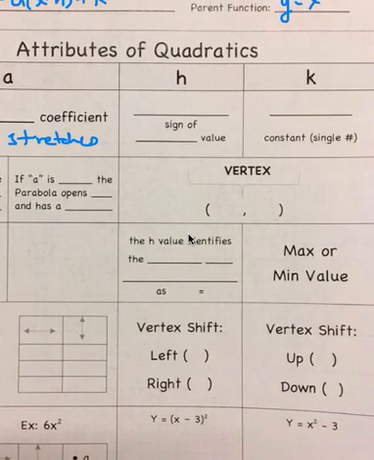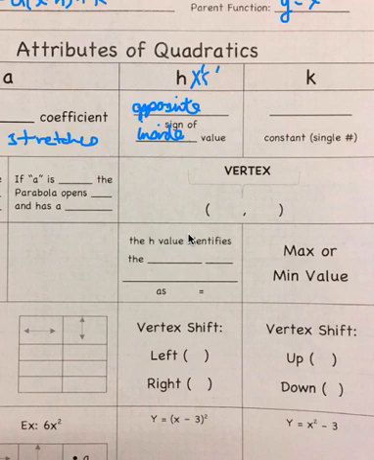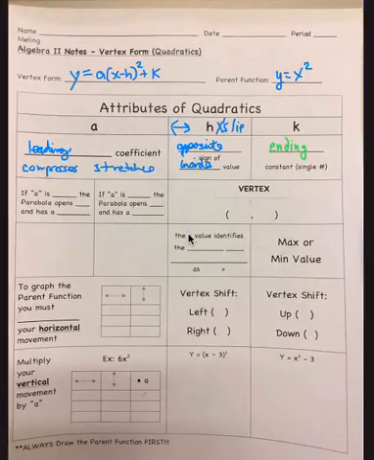The h, remember, is the opposite sign of the inside value. Or remember, x's lie to you. The x's lie. So it's opposite sign of the inside value. H always is horizontal, left and right. And our k value then is our ending constant. That just means it's a single number. It's our ending constant, and it stays the same.